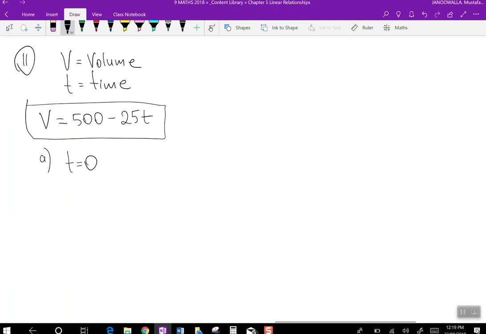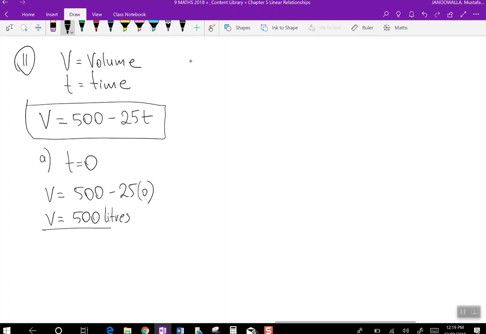And somebody said the answer there very nicely, 500. So, if T is 0, V equals 500 minus 25 times 0. 25 times 0 is 0. So, V equals 500 liters. Or just 500, you could leave it at that. Might as well put the units, liters. Okay, so that's part A.